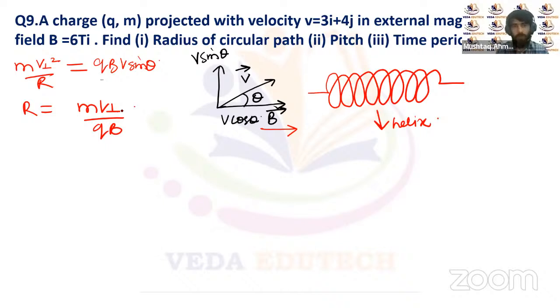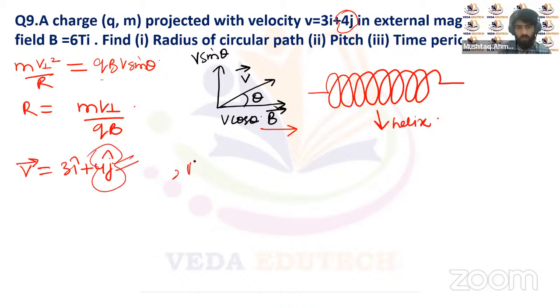Radius of this particle, right? Now, the component which is perpendicular to the magnetic field here is the j component, because the velocity of this particle is given as 3i cap plus 4j cap. So the component of the velocity perpendicular to the magnetic field is the y component, and the radius of this circular path will be decided by this component. It means the radius will be m times v perpendicular, that's 4, upon qB.